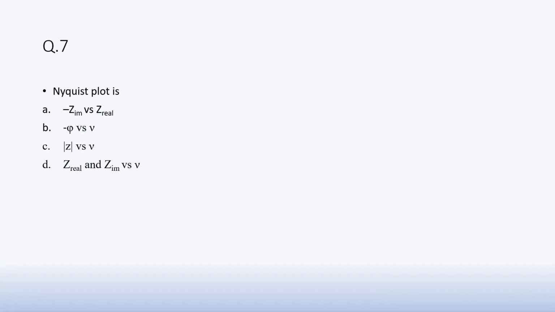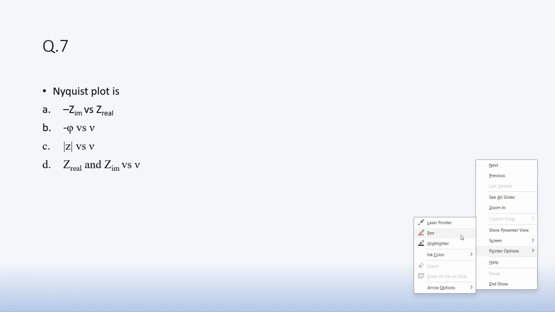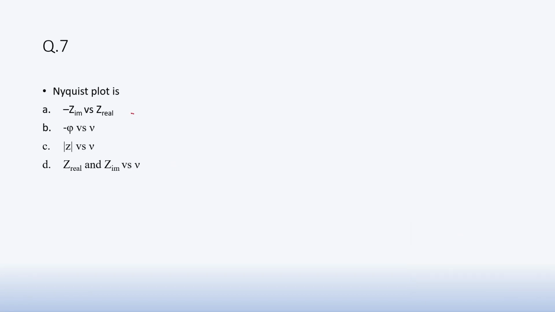Which one is the Nyquist plot? The first one I have written is minus Z imaginary versus Z real. The next one is minus of phase versus frequency, then modulus of frequency, and Z imaginary and real versus frequency. Who can tell the correct answer? Option A, minus Z imaginary versus Z real, between the Z imaginary and Z real. Okay, good. So the answer for this question is minus Z imaginary versus Z real.